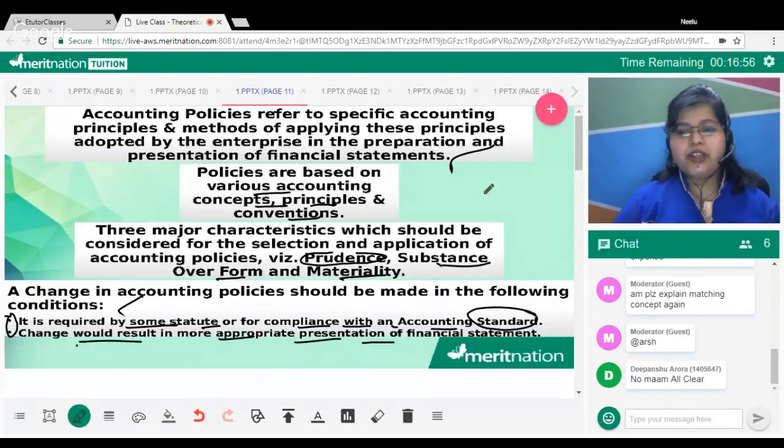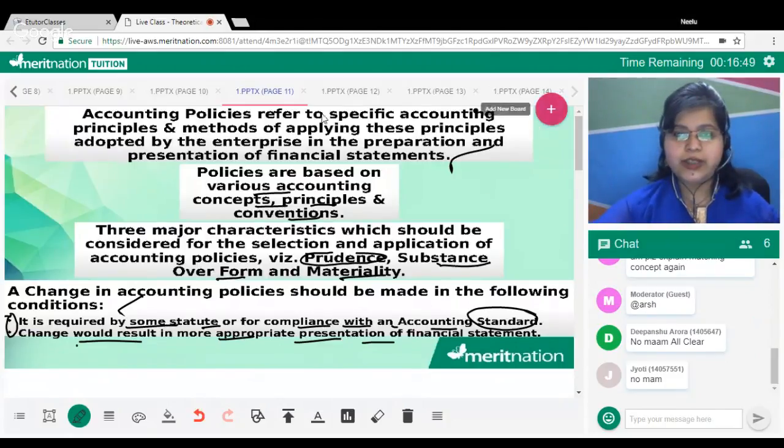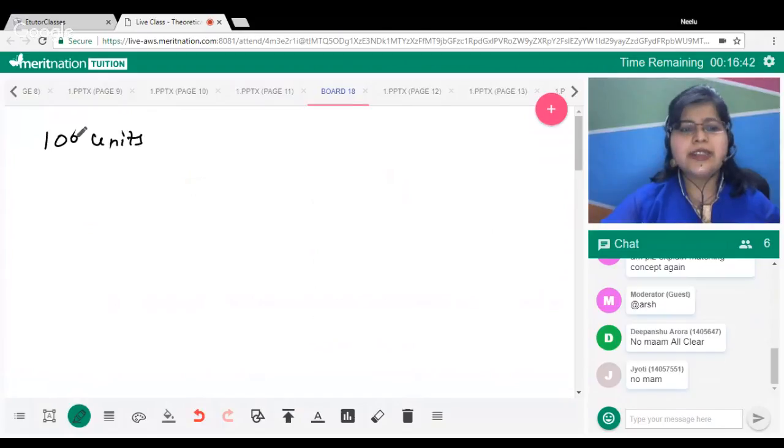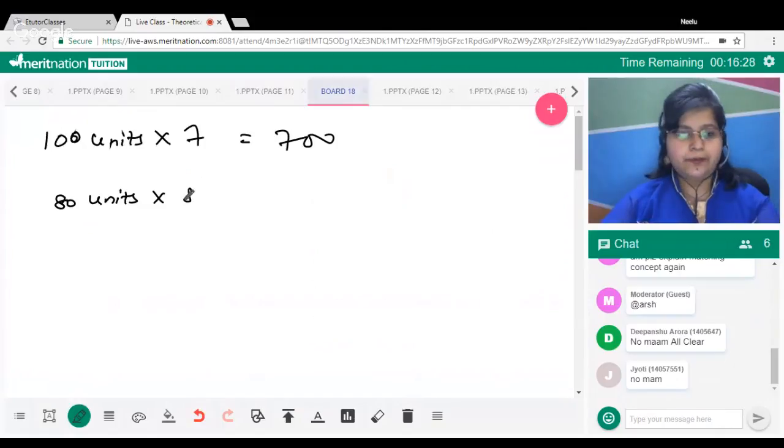Okay, Ash, matching concept again. Now, Ash, I'm just going to give you a small example for this. If I say I have purchased 100 units at rupees 7 each, I have spent 700 rupees on the purchase of the goods. Now, if I say I have sold 80 units at a price of rupees 10, in that case, I have received 800 as sale.